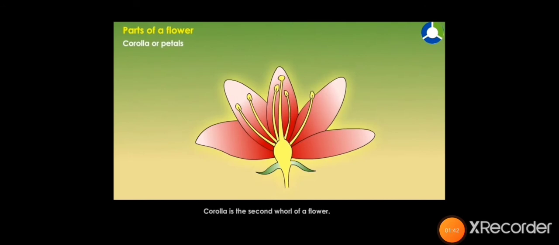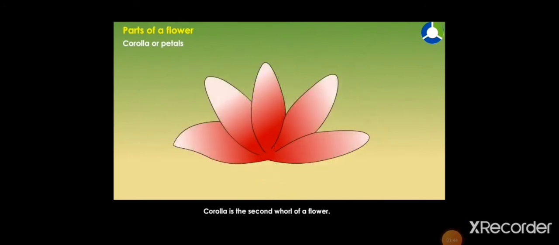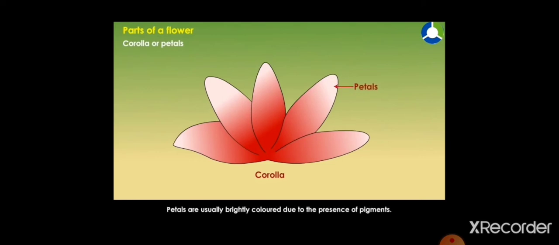Corolla or petals. Corolla is the second whorl of a flower. Each segment of the corolla is known as a petal. Petals are usually brightly colored due to the presence of pigments. The bright color, sweet smell and nectar attract the insects.